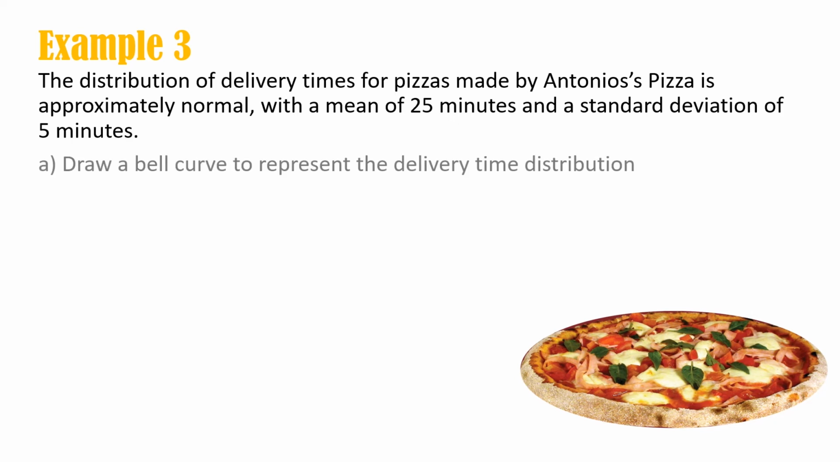So the first thing we want to do is draw a bell curve to represent the delivery time distribution. When we come across that question, we draw ourselves that normal bell curve shape, but rather than just have the mean and then 1 standard deviation, 2 standard deviations, we actually want to use the numbers. So in the middle of our bell curve, we are going to write 25. And then we're going to go up by 5 minutes and down by 5 minutes.